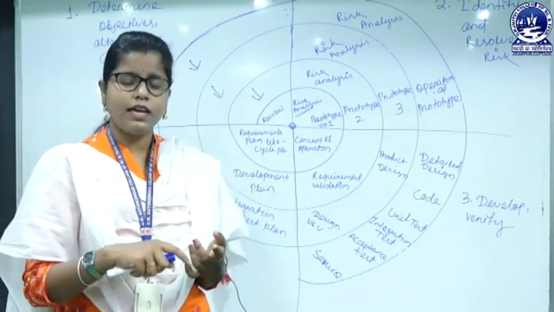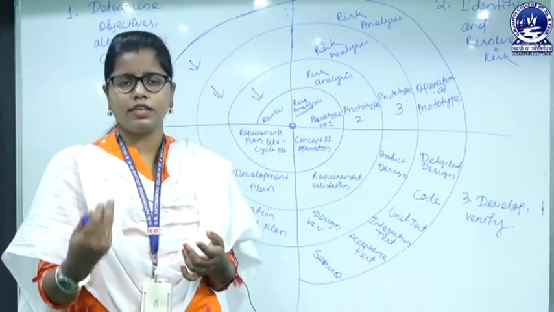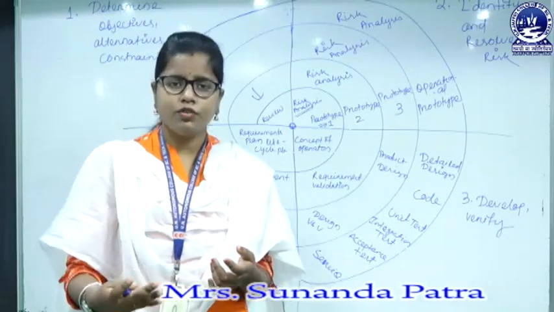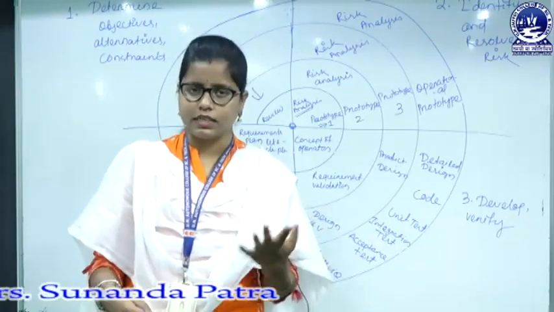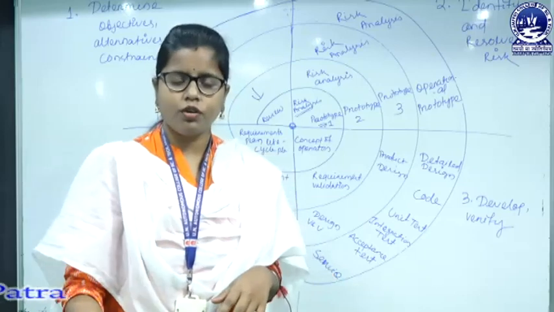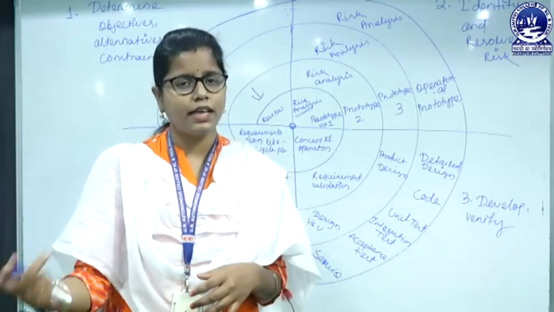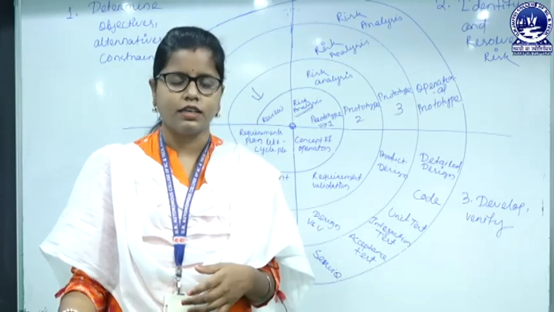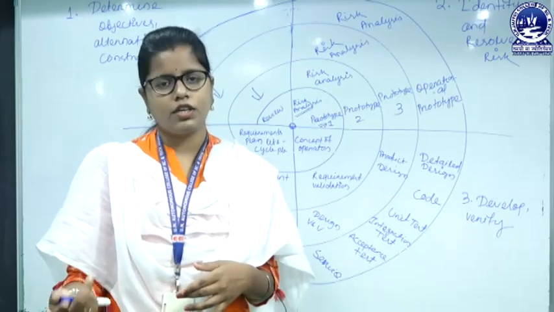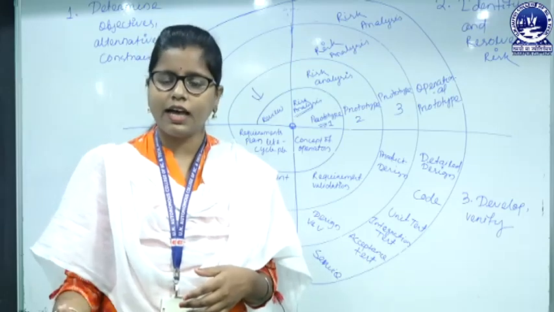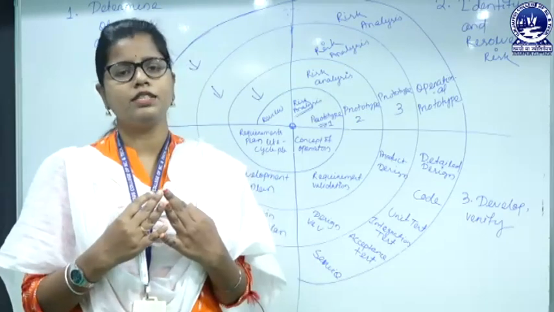And for the design, again we have to determine the objectives, the alternatives, the constraints. Then we will go for risk analysis and resolve the risk. Then we will go for develop and verify. Then we will go for planning the next phase, that is our testing. That means the unit or integration testing, system testing. Then after that we will have our operational prototype with us.